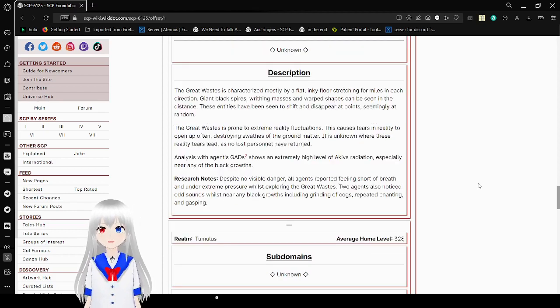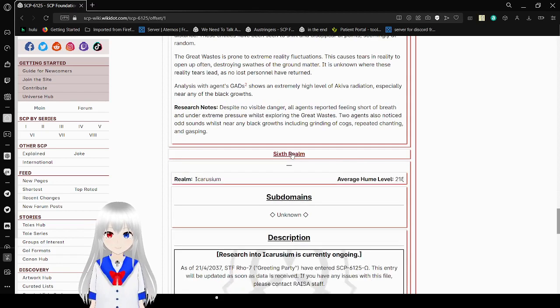Shows an extremely high level of Akiba radiation, especially near any black spires. Despite no visible danger, all agents reported feeling short of breath and under extreme pressure whilst exploring the Great Waste. Two agents also noticed odd sounds, including grinding of cogs, repeated chanting, and gasping.